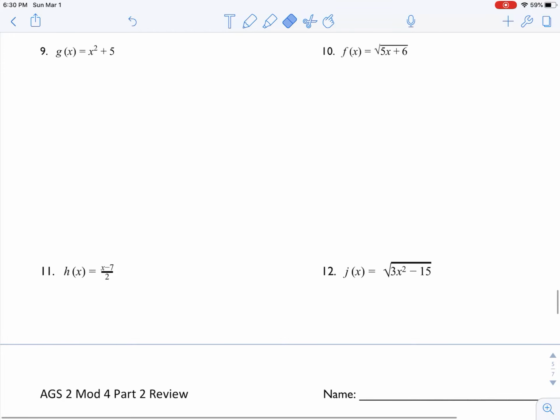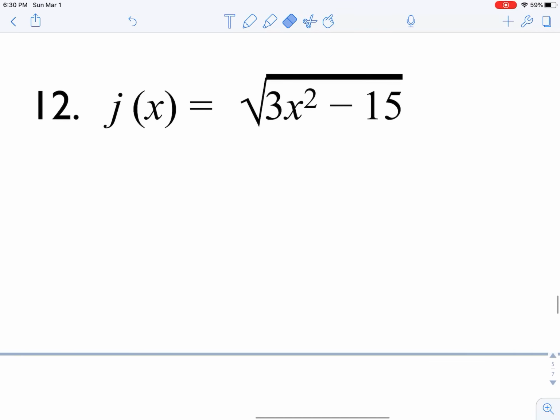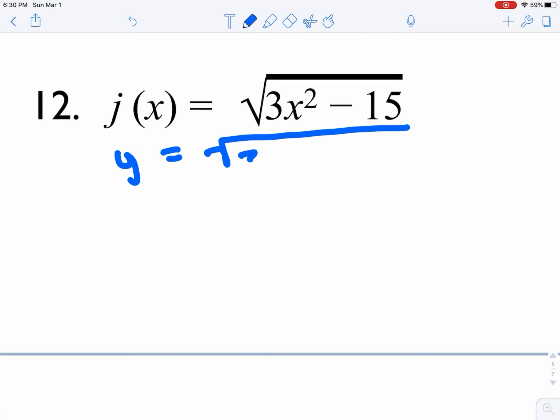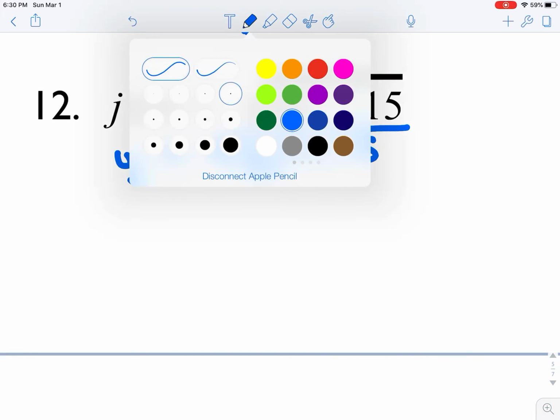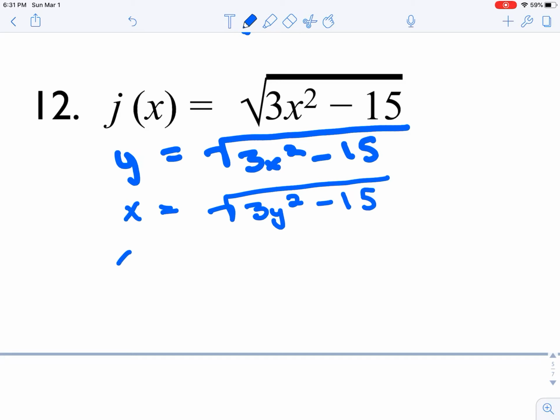Yeah, these are a little tricky. I think I can kill 2 birds with 1 stone with doing 12 with you. So for 12, I'm going to make this j of x thing equal to y. And then I'm going to switch x and y. Okay. Now, what's the opposite of square root? Is squared. So I'm going to square both sides.